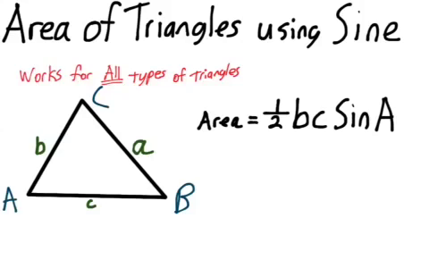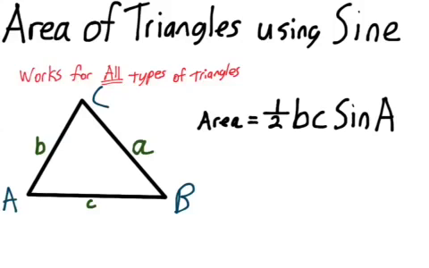It always has to be the included angle, which means the angle between the two sides. So between b and c is angle A, so that's why I have to use sine A. If you want to know further why this formula is really true, I can explain it a little bit more in detail during class.